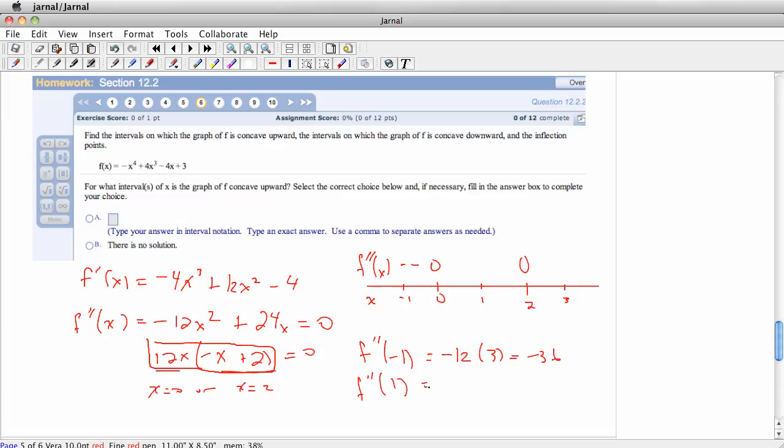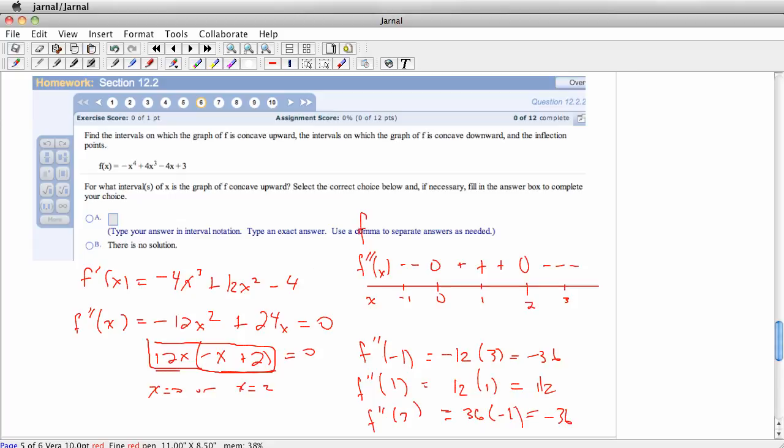f double prime of 1, similarly, will be 12 times 1, which is positive 12. So we're positive in here. And f double prime of 3 is 12 times 3, which is 36, times minus 3 plus 2, which is minus 1. So negative 36 for f double prime of 3 as well. So that's what my sign chart looks like for f double prime.